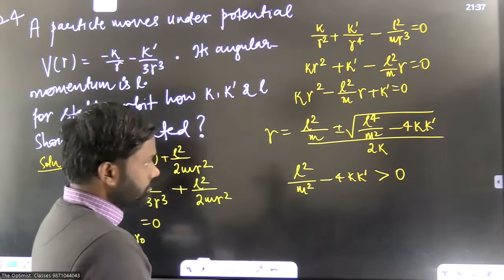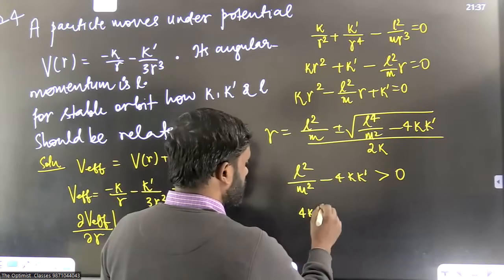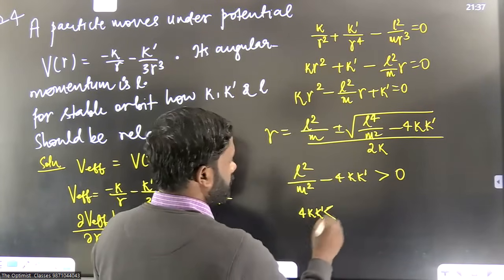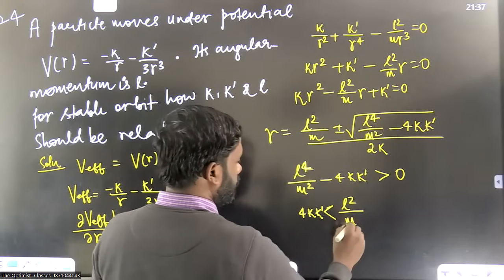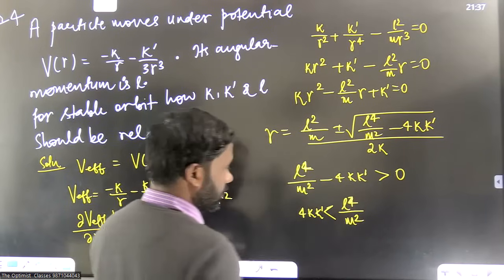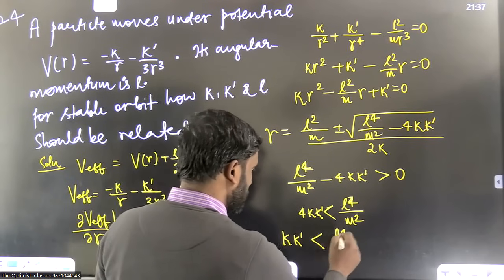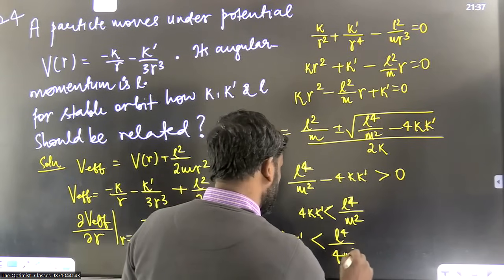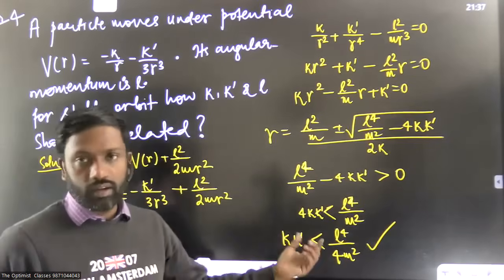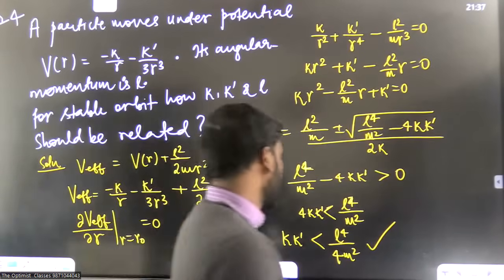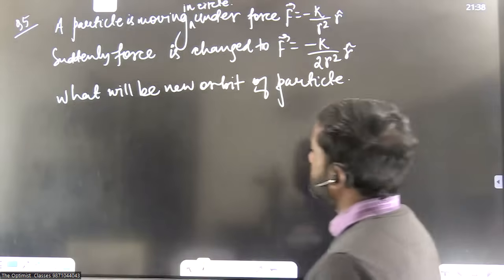So here we can say that 4k prime must be less than L power 4 upon M square. Therefore k into k prime must be less than L power 4 by 4 M square. That is the correct answer. Such an option was given, so you can take that option. Now move to another question.